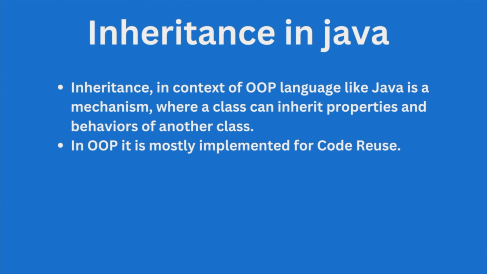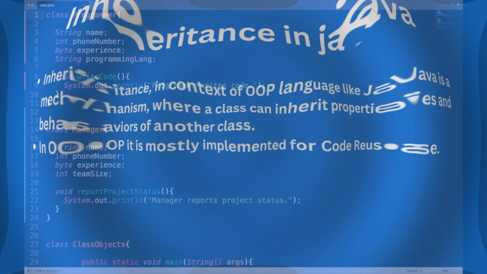Now let us understand first what is inheritance in Java. Inheritance in the context of an object-oriented programming language like Java is a mechanism where a class can inherit properties and behaviors of another class. And in object-oriented programming, it is mostly implemented for code reuse. So we will understand this with the help of a code example.